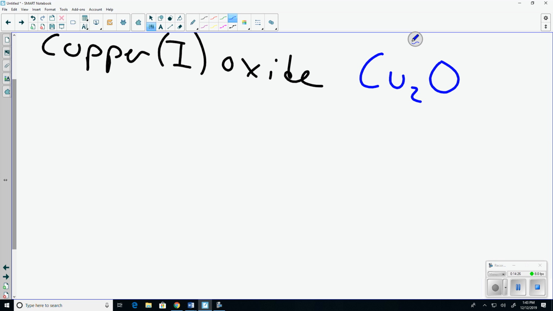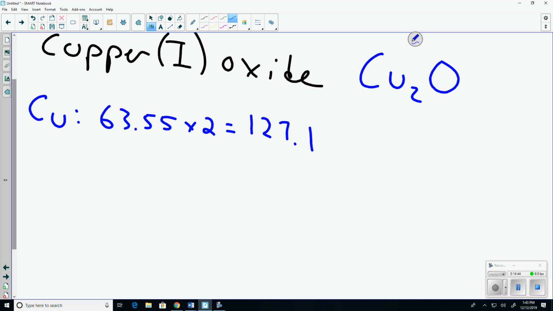Now, if I want to figure out the percent of each element in that compound, here's what I do. I look on the periodic table. Copper is 63.55, and there's 2 of them in the formula. That gives me 127.1. Oxygen is 16 on the periodic table, and there's only 1 of them. I don't know if I have to really write times 1. That gives me 16. Let's add the 2 together: 143.1.